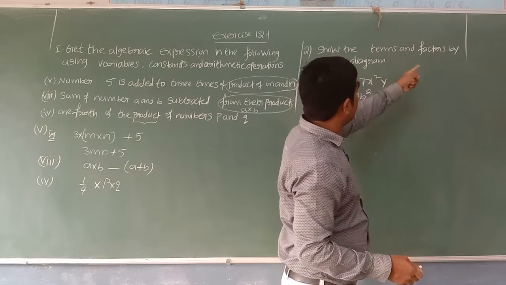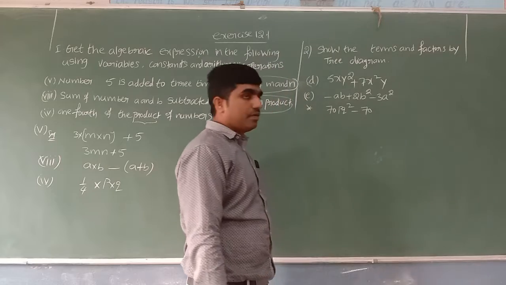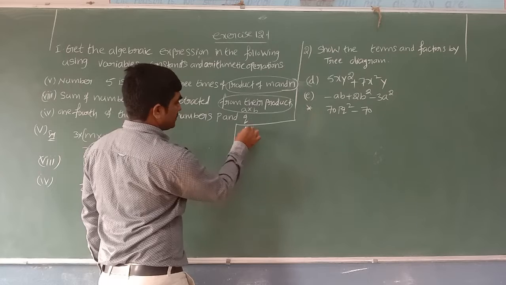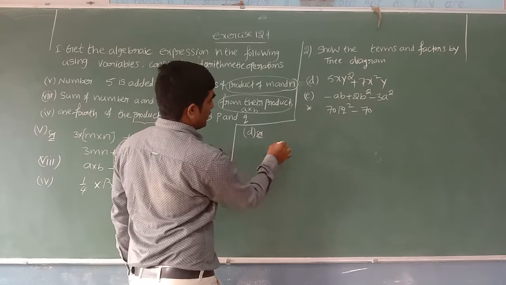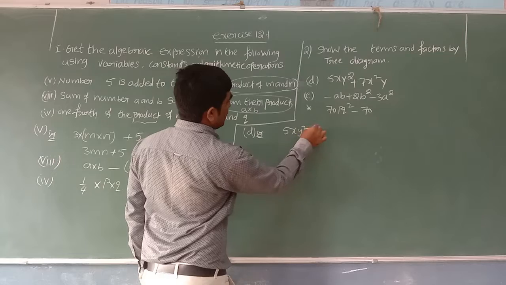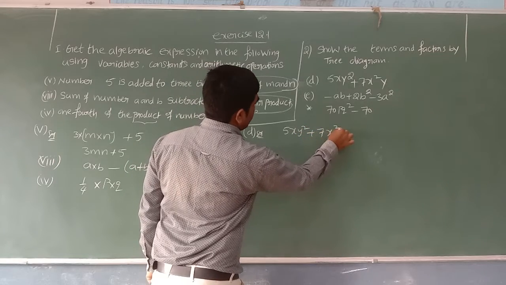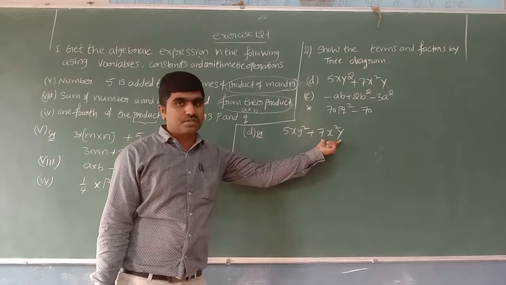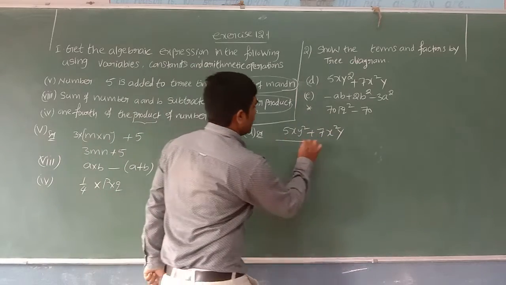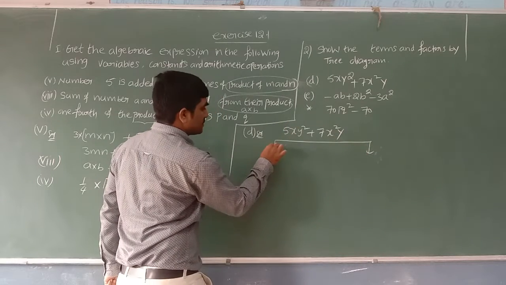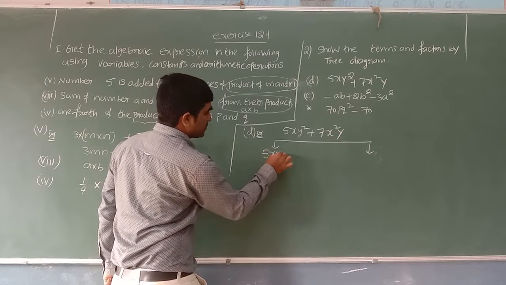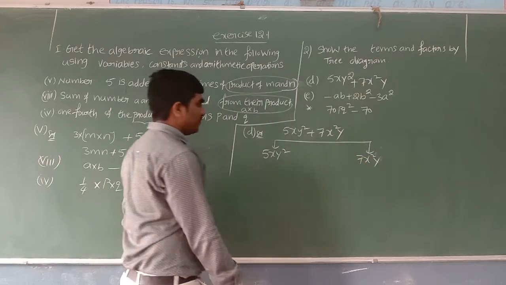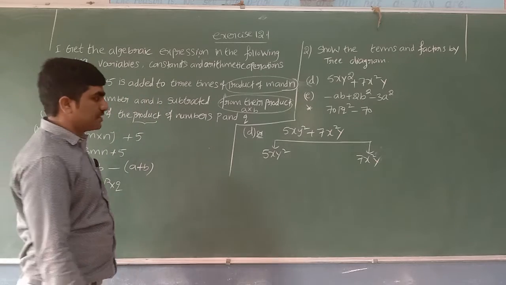Show the terms and factors by the tree diagram, with the help of the tree diagram itself. Let's see the first one here. What is the algebraic expression they gave? 5xy square plus 7x square y. Here the algebraic expression contains 2 terms, so let me separate those 2 terms. The first term is 5xy square and the second term is 7x square y.